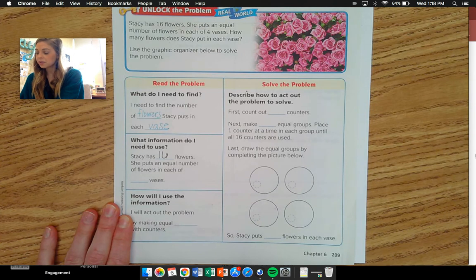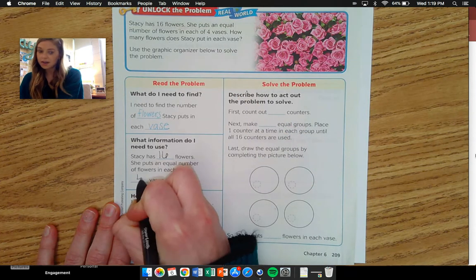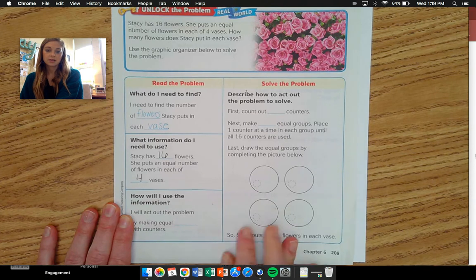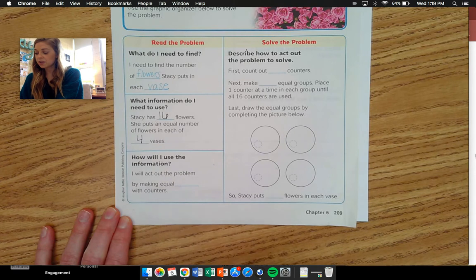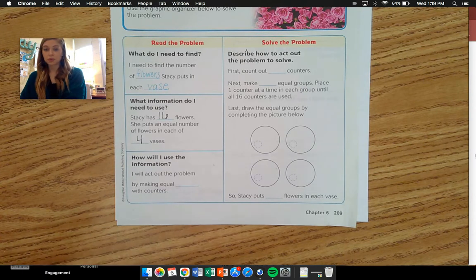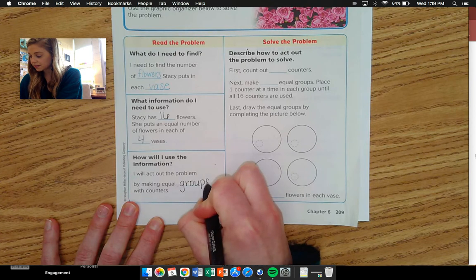She puts an equal number of flowers in each of blank vases. So how many vases does she have? It says 4 vases right here, right? So she has 4 vases. All right, so next step is, how will I use this information? I will act out the problem by making equal blank with counters. We're going to be making equal groups. Okay, so we're going to be drawing a picture of equal groups.